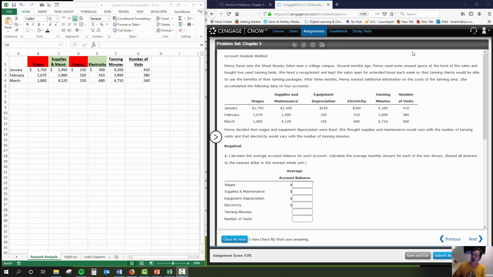Alrighty, so I've got the homework problem up here on the screen now. And you can see account analysis method. You can read through the details. Just to summarize, we have a beauty salon that is going to open a tanning salon in the back. And the owner of the salon wants to keep track of the cost of the tanning salon. And again, you can think of this as another department of the business.